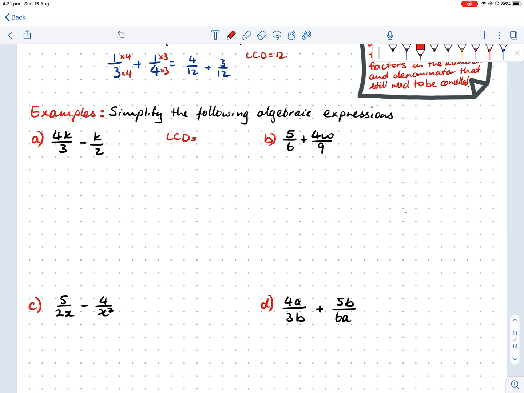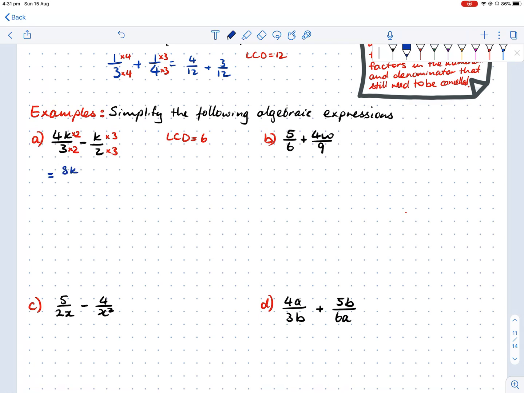If I've got 3 and 2, I'm thinking 3 times tables, 2 times tables. The first number that appears on both of them is 6. So what I'll need to do is multiply the first fraction by 2, top and bottom, and I'll multiply the second fraction, top and bottom, by 3. Remember, when you do something to the top and the bottom of a fraction, then you haven't changed it. It's an equivalent fraction.